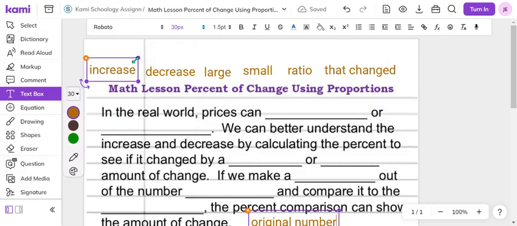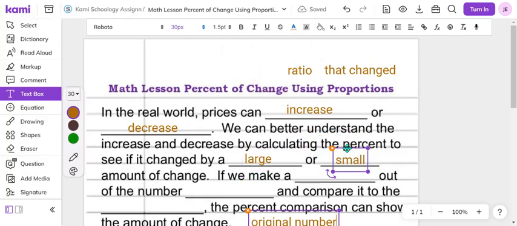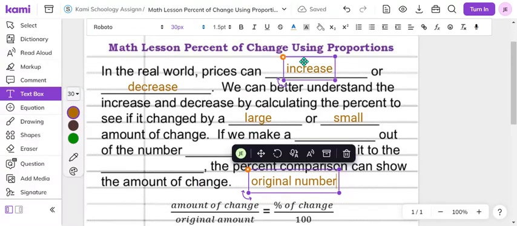So in the real world, prices can increase or they can decrease. And we can better understand those increases and decreases by calculating the percent to see if it changed by a large amount or a small amount. A large percent would be closer to 100% or even over 100%. A small percent would be a small amount of change.